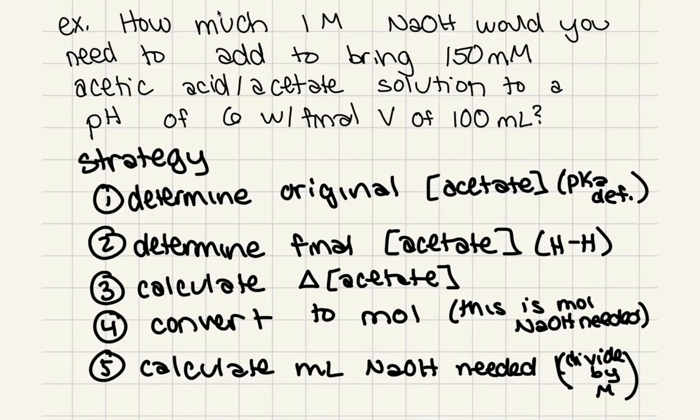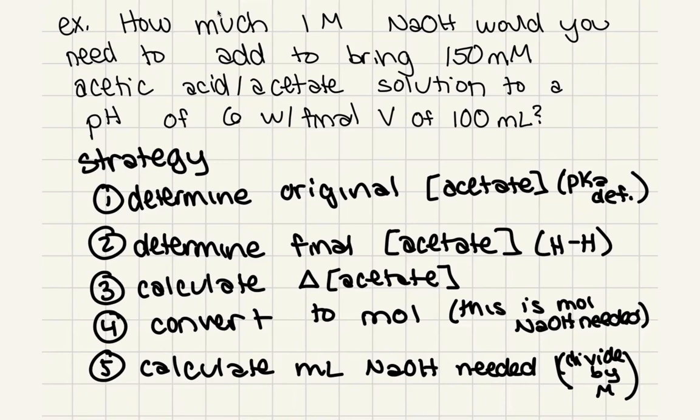So in this example, what we're saying is how much 1 molar sodium hydroxide, so that's a strong base, remember, when you dissolve it, it's going to dissociate. So that'll be basically just adding OH minus, and that could react with our acetic acid to give us acetate. So we're saying, okay, how much of that would we need to add to bring a 150 millimolar acetic acid acetate solution to a pH of 6 with a final volume of 100 milliliters?